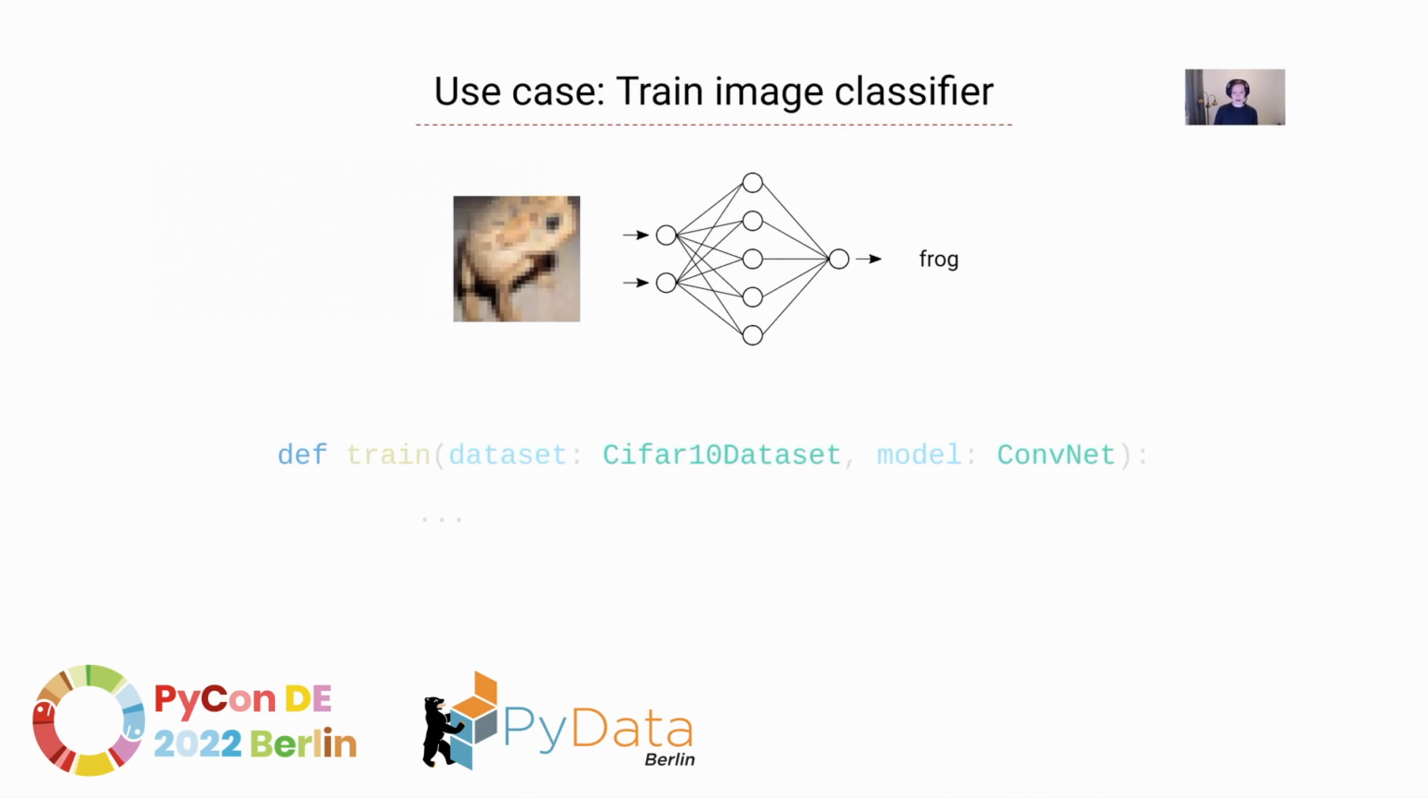So imagine the following use case for the remainder of this talk. We want to train an image classifier. So let's say we have the CIFAR-10 dataset and we have a convolutional neural network and we want to classify these images into different classes. Okay, and we have the training function you can see here below. So it just takes a dataset and it takes a model.